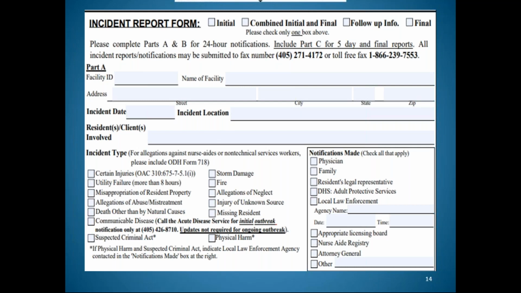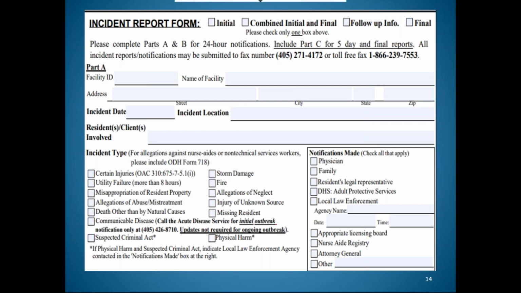There's our certain injuries. There's our utility failure of more than 8 hours. There's our misappropriation, our allegations, our death other than natural causes, our acute disease, our criminal acts, our storm damage, fire, allegations of neglect, injury of unknown source, missing resident, physical harm. And it tells you if there is a criminal act or physical harm, you've got to get the law enforcement agency involved, so you better put them down as a notification. So anything that was in those regulations, anything that is reportable is right there. If it's not in there, probably don't need to report it.